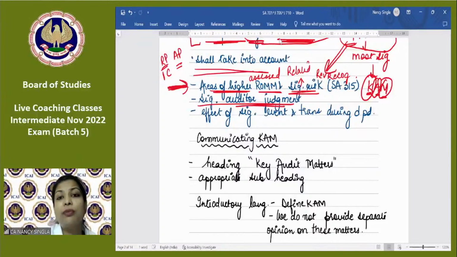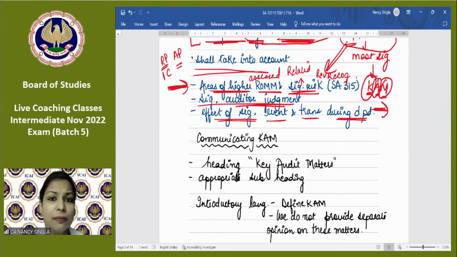Significant auditor judgment and management judgment, okay. I told you if there is any litigation, how much management judgment is involved in it and how much auditor judgment is involved. If any matter is like that, that will also become a key audit matter. Effect of significant event or transaction during the period: if any significant event or transaction has occurred during the period, and the auditor has discussed the same with those charged with governance, the auditor can inform the users of the financial statements of his audit report through a key audit matter. Clear? Okay.